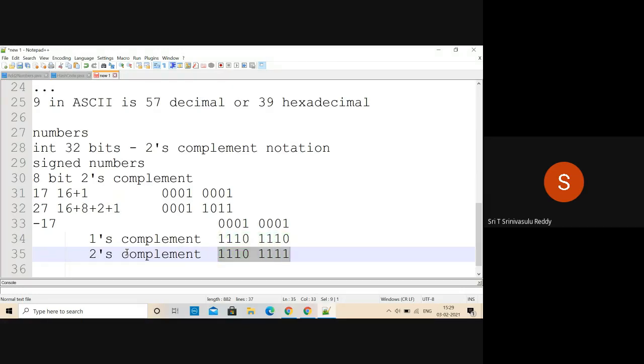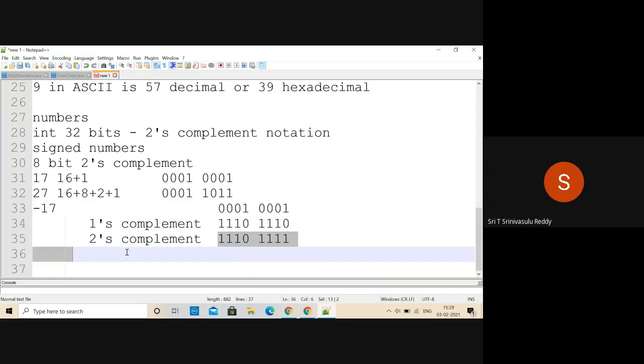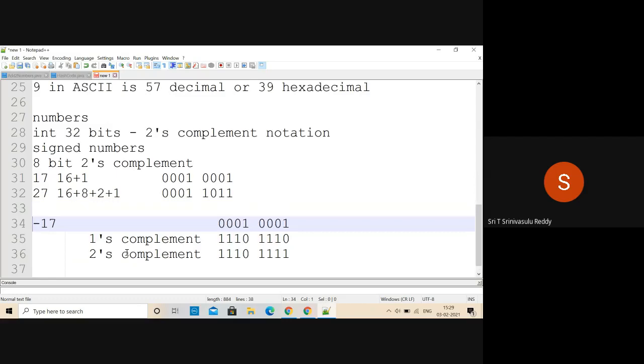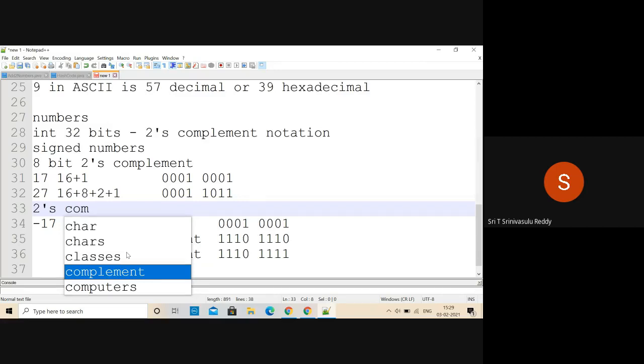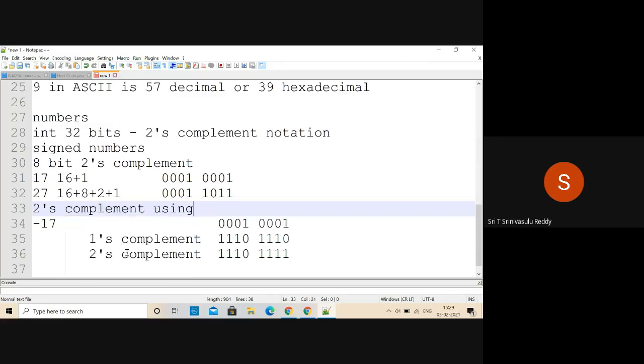This is how minus 17 is represented using 8 bits. So 1110 followed by 4 ones. If you want to represent the same thing using 16 bits, let us say, instead of 8 bits, you want to represent the two's complement using 8 bits.